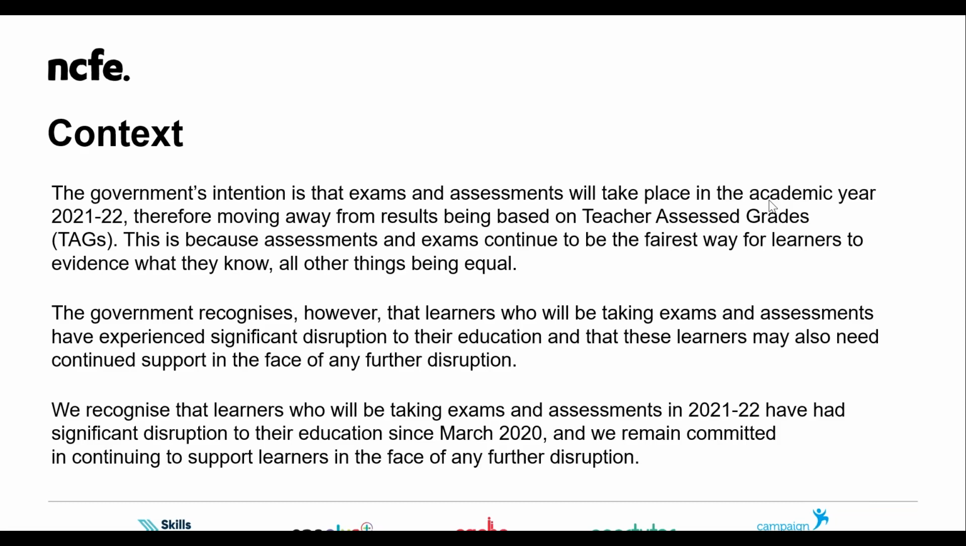So at NCFE, we recognise that learners who have been taking exams and assessments in the 21-22 academic session will have had significant disruption to their education since as early as March 2020, and we remain committed to continuing to support learners in the face of any further disruption.